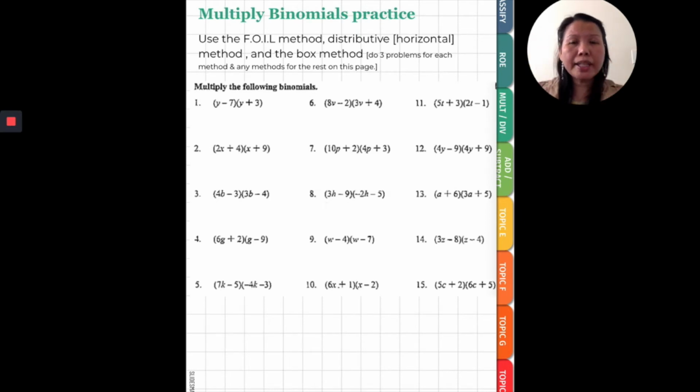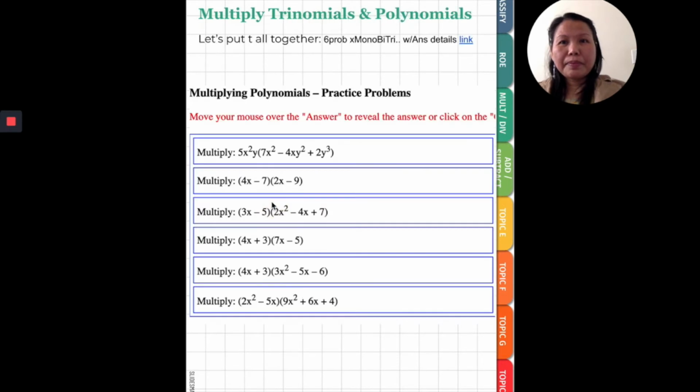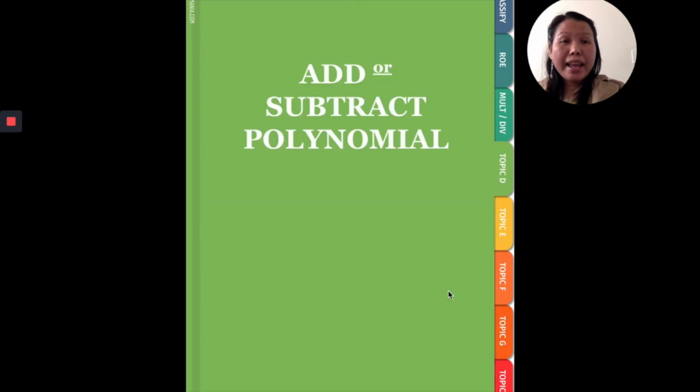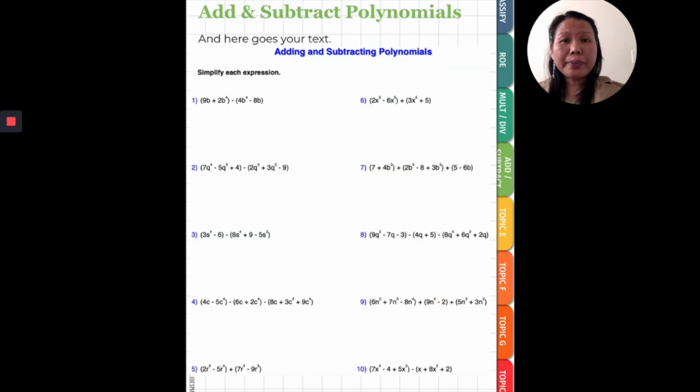We're multiplying it. I'm going to go ahead and show you 3 different ways that we can multiply it. You need to know all of them, but you can just use your favorite method after you've learned all 3 methods of multiplying. And then multiply trinomial and polynomial. Add and subtract polynomials. This one is easy. We will do some practice together.